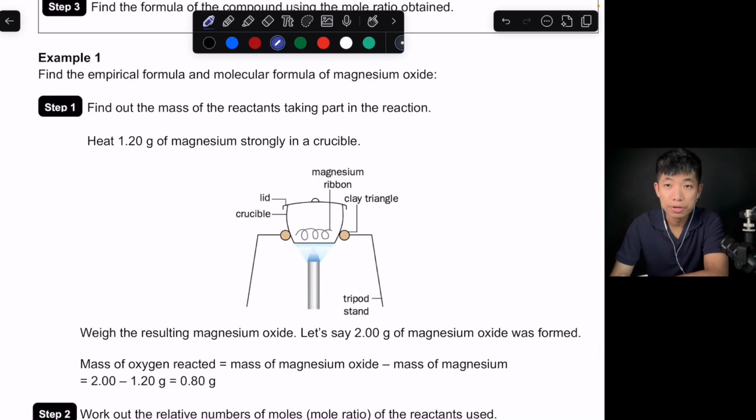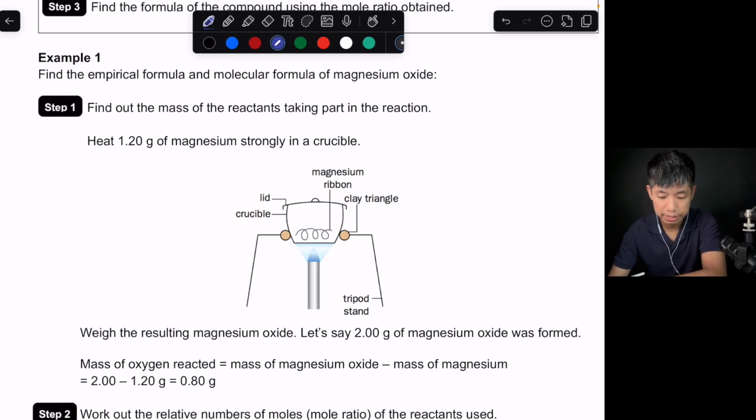So how empirical formula is determined is through experiments. So this is one example of how the empirical formula of magnesium oxide can be determined. Of course, we already know the formula of magnesium oxide, that is MgO. Let's say this is an example we are not familiar with. This can be done using the same method.